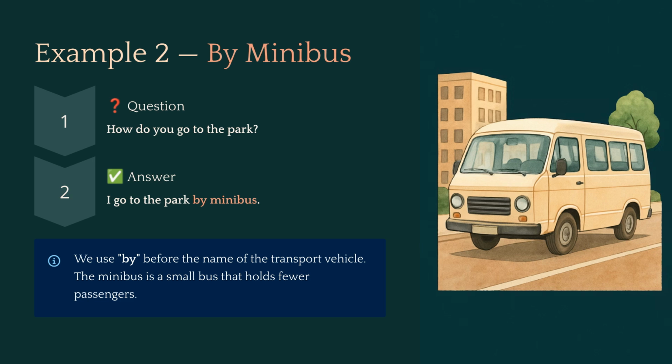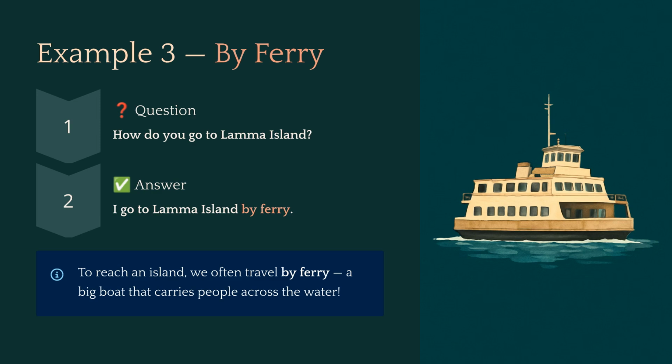Example 2. By minibus. Question. How do you go to the park? Answer. I go to the park by minibus. We use by before the name of the vehicle. A ferry is a big boat that carries people across the water.